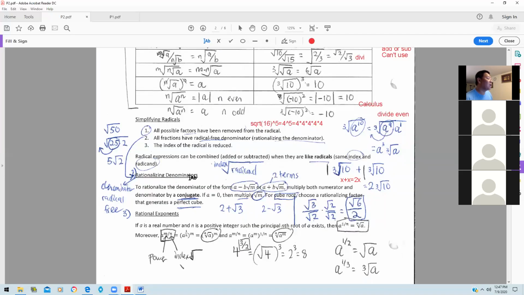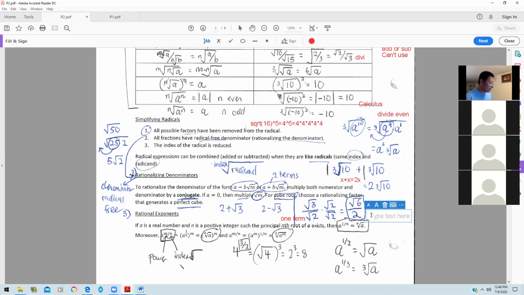Rationalizing the denominator. To rationalize the denominator, if you have two terms, like this 2 plus root 3, then you have to use what we call the conjugate. The conjugate in this case is 2 minus root 3, and you multiply the top and the bottom by it. If you have just one term, like the square root of 2, how do we rationalize the denominator? We multiply by the same root on both sides. What you multiply by depends on your denominator. So if the denominator is square root of 5, then you multiply by square root of 5. So root 2 times root 2 is 2.